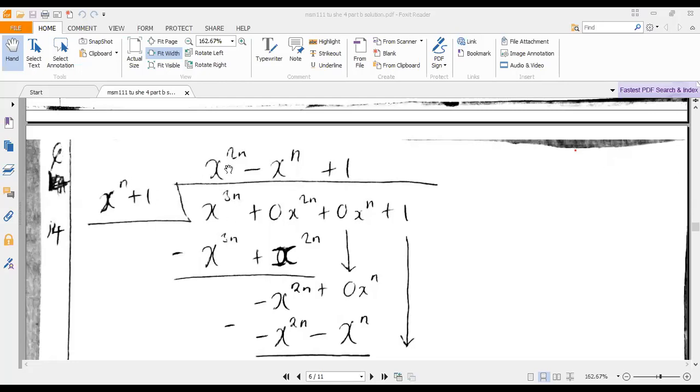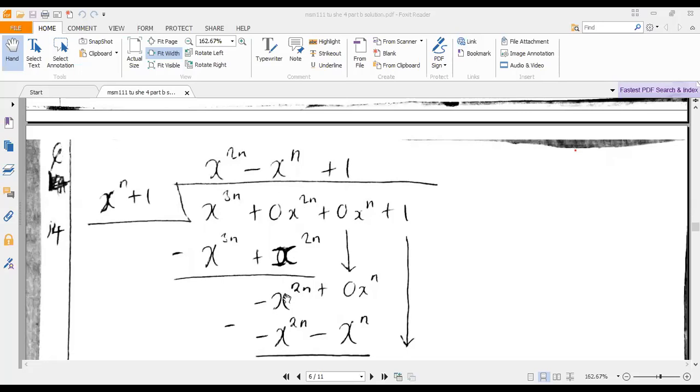And then you do the same. x to the power 2n times 1, you get x to the power 2n. So you have seen now the importance of this 0 times x to the power 2n coefficient. It will be easy for us to do the subtraction here. So now when you subtract this guy, this thing will go to 0. Then you subtract this guy here, you get negative x to the power 2n.